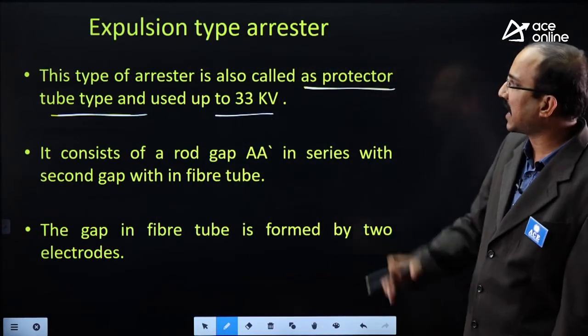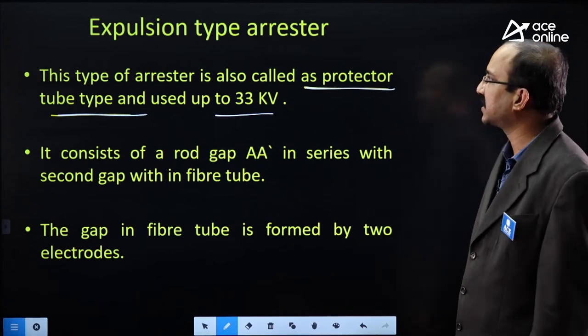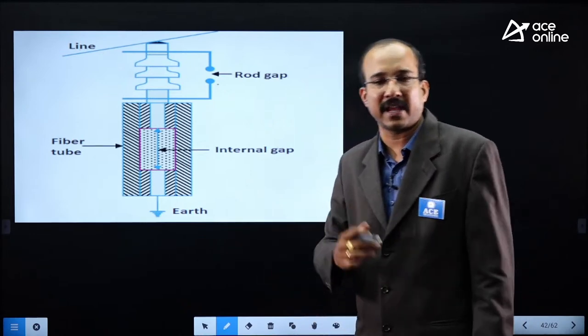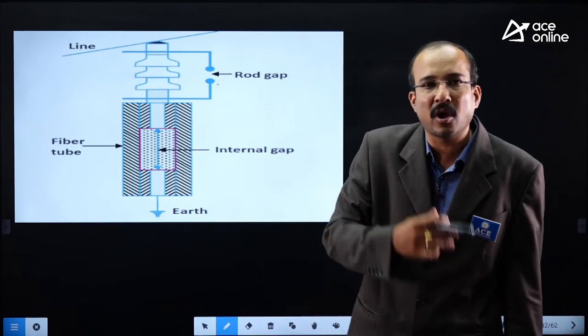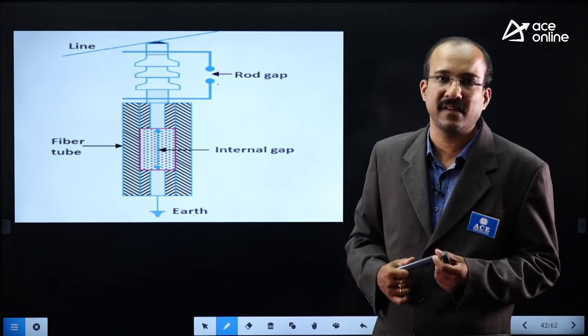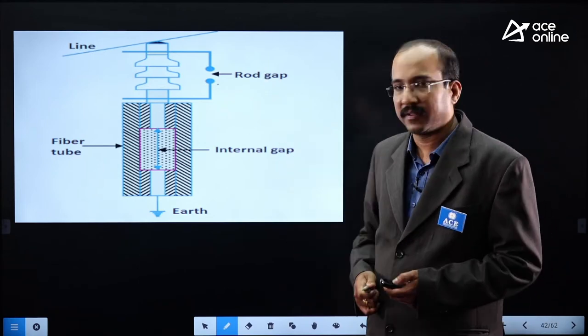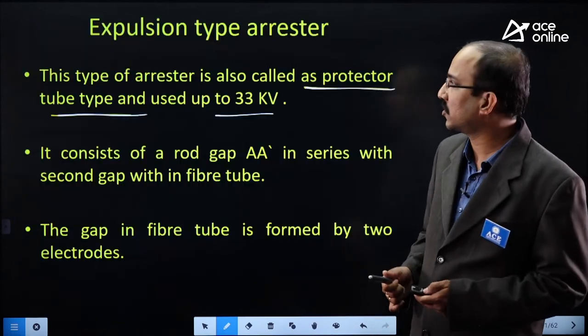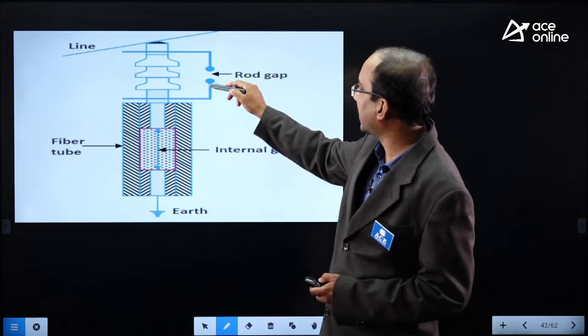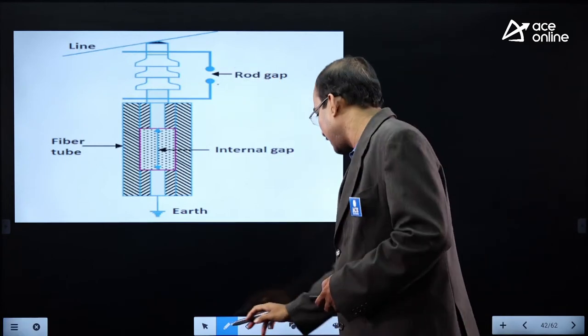If you observe the constructional view of this expulsion type arrester, it is the extension of the rod gap type arrester. The main drawback in the rod gap type arrester is that its arc is not self-clearing. But here, the arc will be self-clearing. So this is the extension of the rod gap type arrester. It consists of a rod gap, let it be A and A dash.